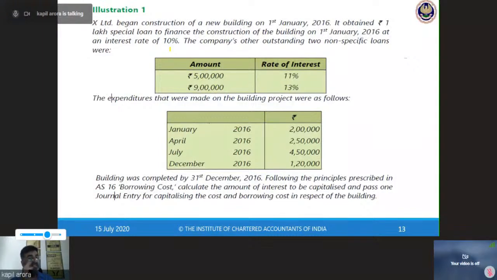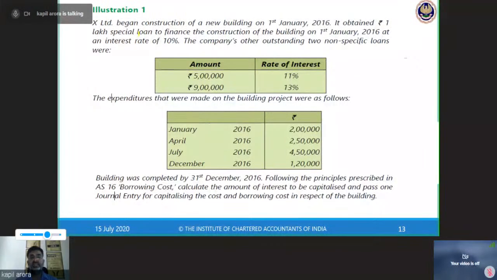Let's look at the illustration where generic and specific both are mixed. When I have taken specific borrowing also, and at the same time I have some generic borrowing also. What to do in that case? That's something we'll look at here.